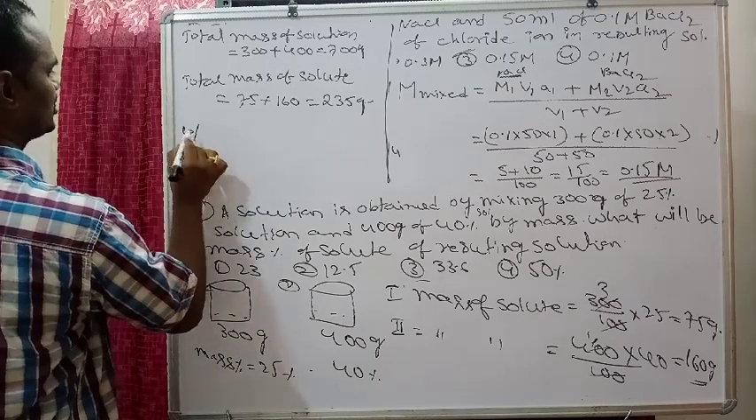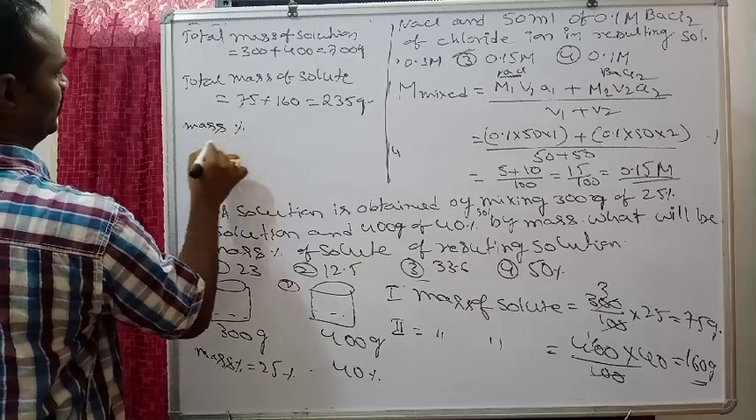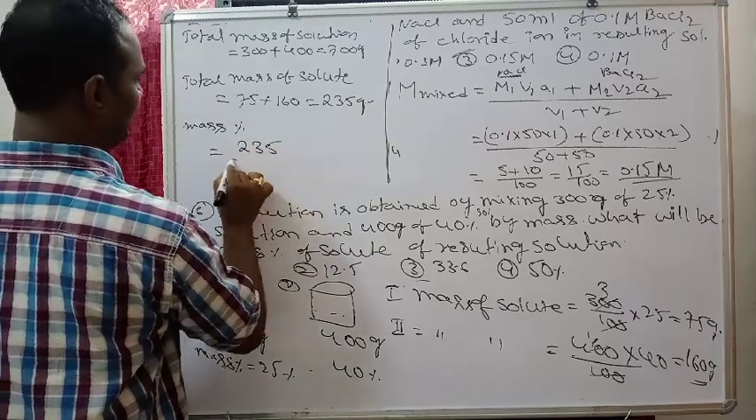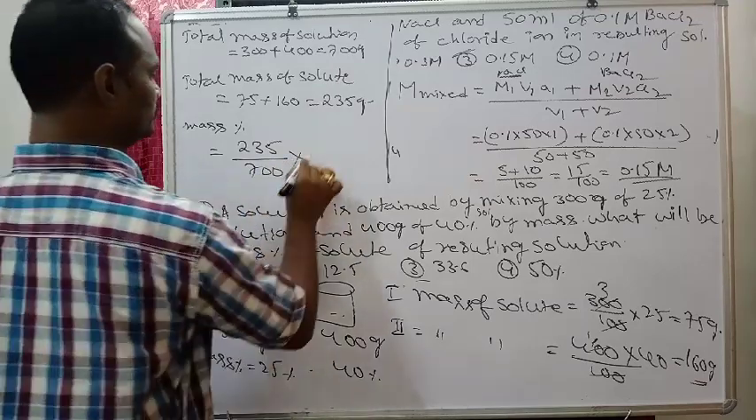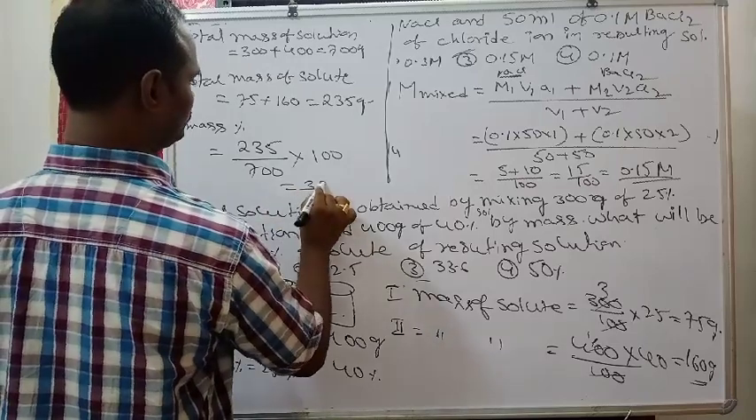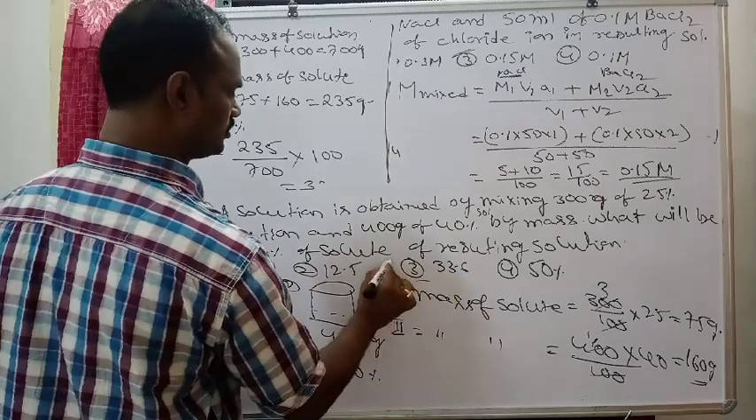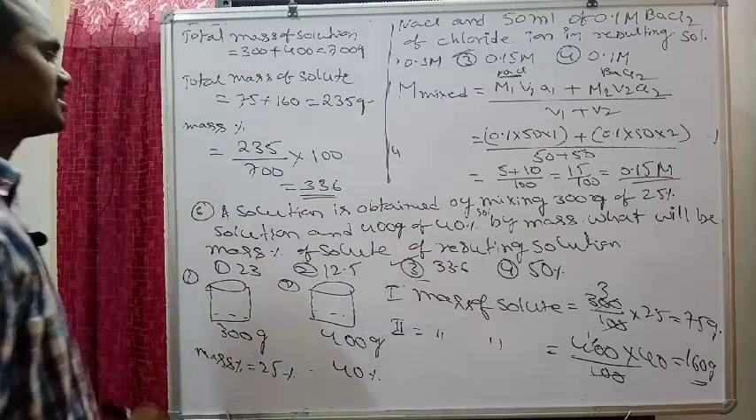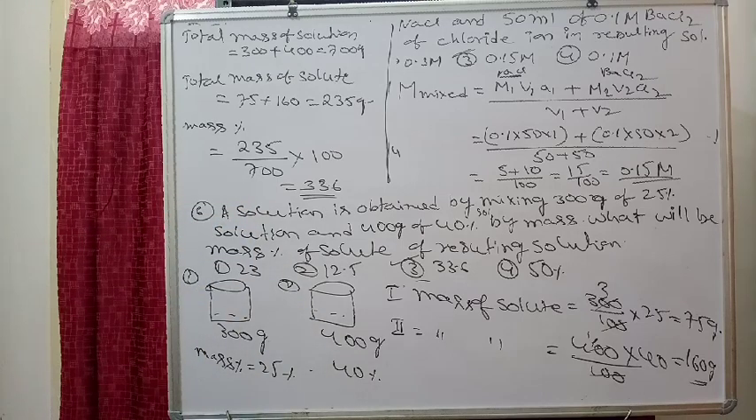Now mass percentage is equal to mass of solute 235 by total mass of solution 700 into 100. We get a value near 33.6, or 33.5 something. This is the answer.